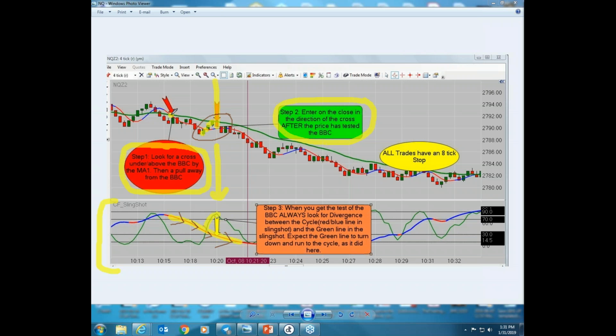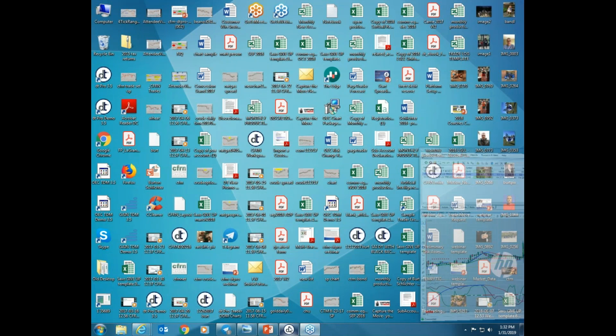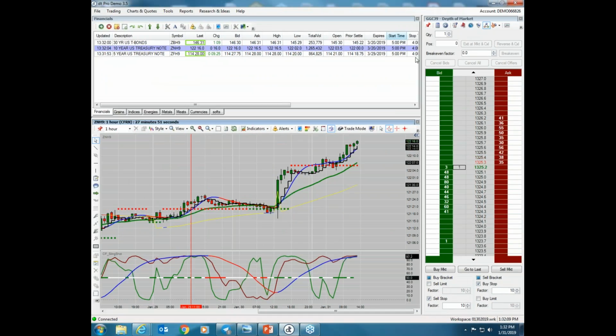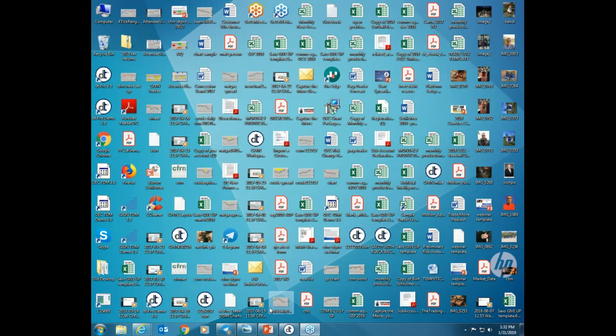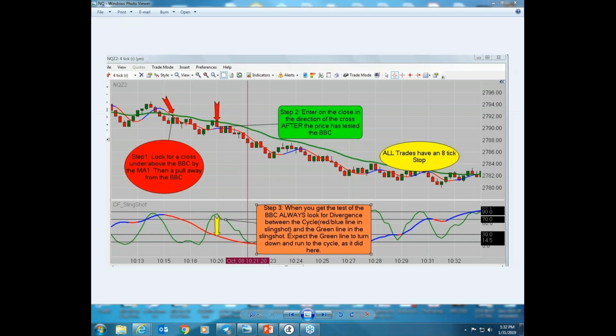So when we have step one present and step two present, and we have this separation that Michael talks about in the room, what you end up doing is going inside the DOM, this tower over here, and left clicking in the red and getting short. That's what you do when that's all present, because here's what we expect to happen. This is why I said the trade exists down here and inside the slingshot. This is telling us the market's going down, and this is an air pocket in this ongoing downtrend.